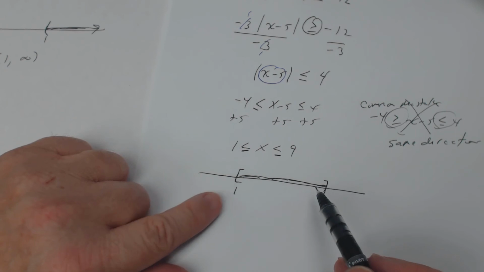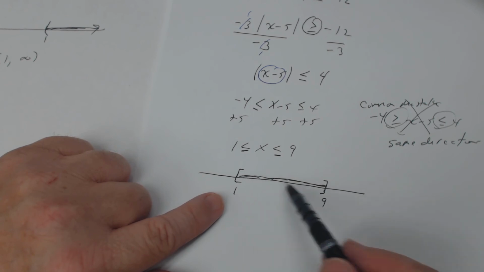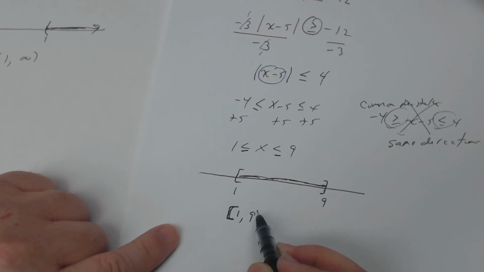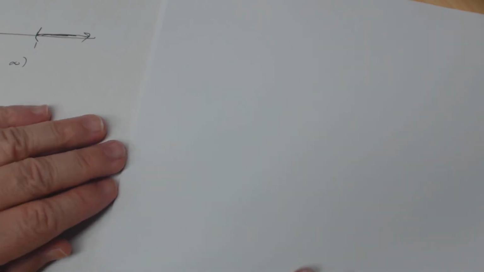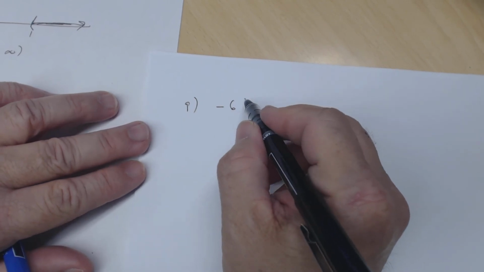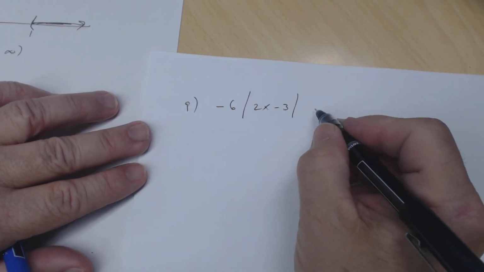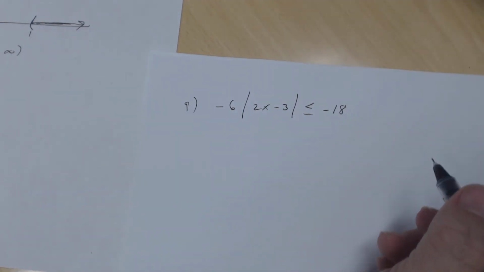Okay, so notice how the brackets look. This one's pointing to the right. This one's pointing to the left. And the interval notation will be a bracket, 1 comma 9, with a bracket. All right, so let's look at one more. Let's suppose we had negative 6 times the absolute value of 2x minus 3 is less than or equal to, let's say, negative 18.